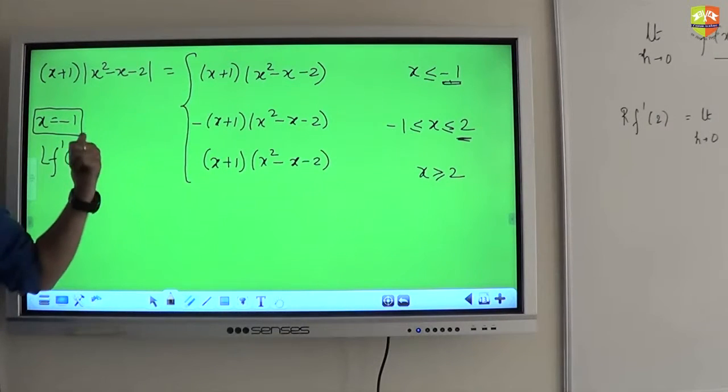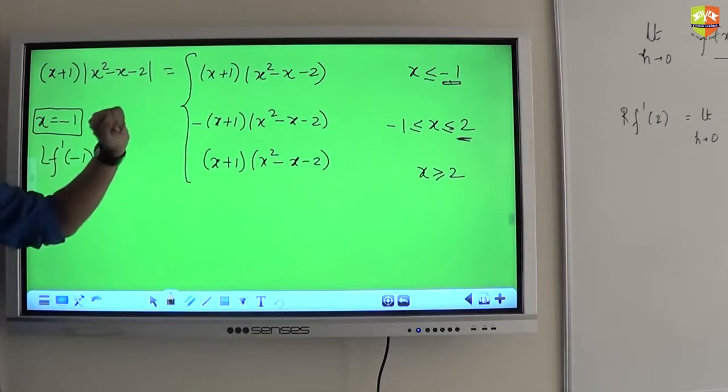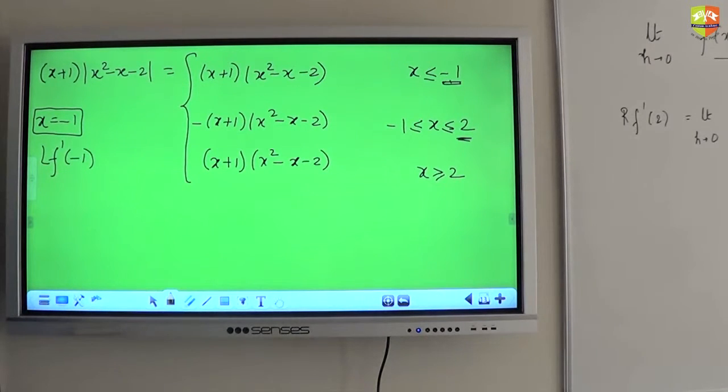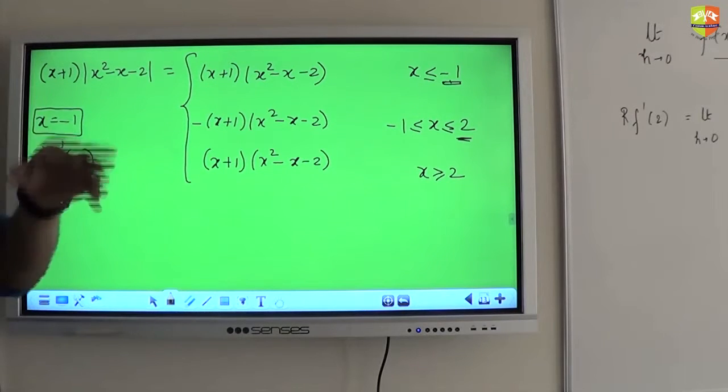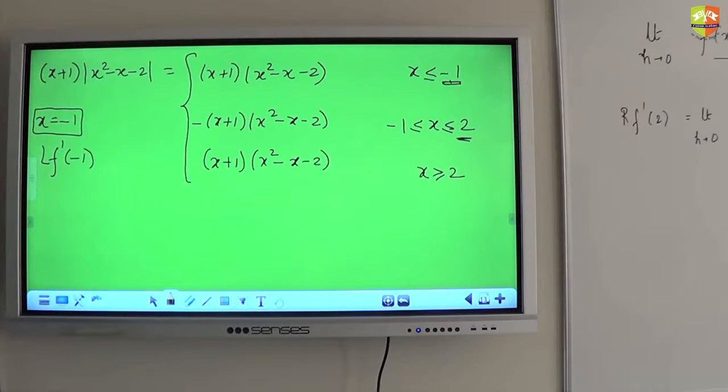Which is the function left of minus 1? Is it this or is it this? The first one. Differentiate it the normal way. Whatever rules you know, product, chain, quotient, whatever you know, differentiate the normal way, put x equal to minus 1 and tell me the answer that you get.